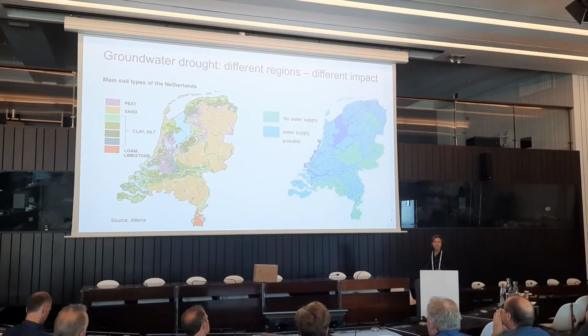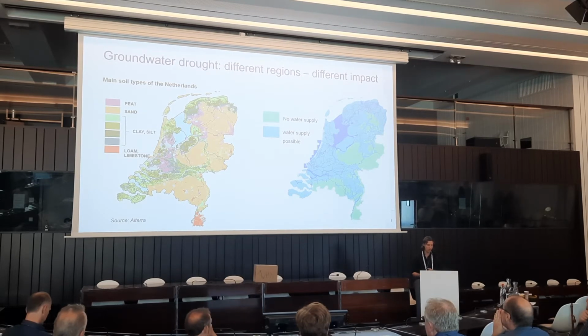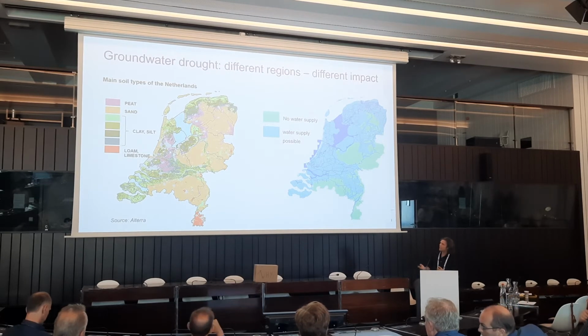If we look at the Netherlands, you can divide it into three main regions: the purple one is the peat area, the green-blue one is the clay area, and the center area is yellow. And also for the center area, there's not much water supply possible.